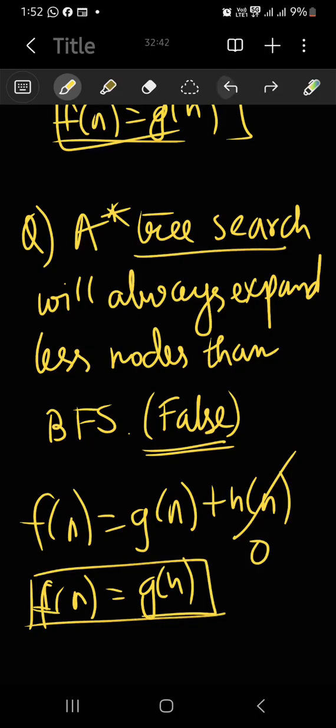So it's not like A star tree search will always expand less nodes than breadth first search. It may or may not. Everything depends on h(n), the heuristic function that is used. So that's what I wanted to say. Okay, let's see some more questions.